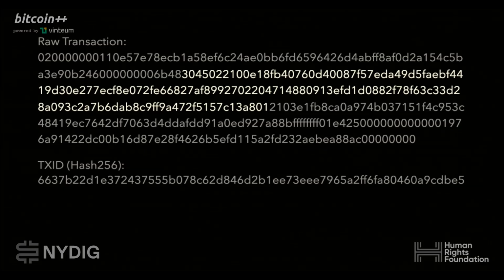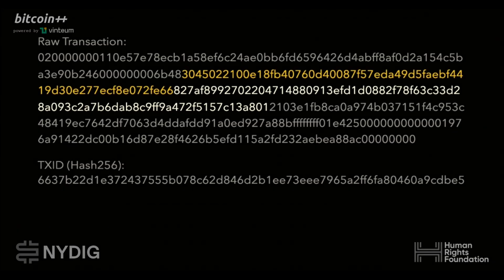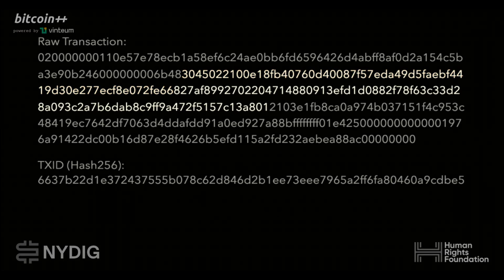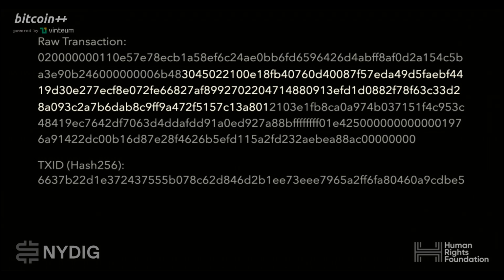Let's go back to the first example. This part here, as I said, is the signature, right? But it's 2 pieces, actually. The first part is what we call a nonce. The second part is the signature.